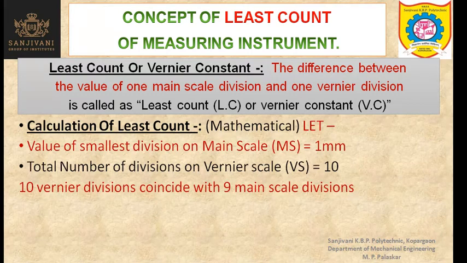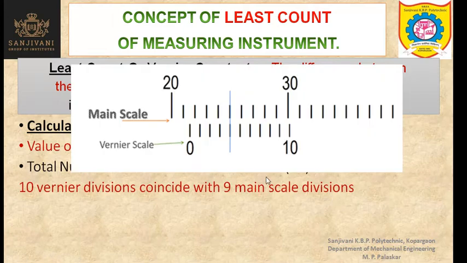So we have a vernier caliper. Imagine a vernier caliper whose 10 vernier divisions coincide with 9 main scale divisions. This is the vernier scale, and these are the 10 divisions of the vernier scale, 0 to 10, and they coincide with the 9 divisions of the main scale. So from here to here we have 9 divisions. If this moves slightly to the left, this will also move slightly to the left. So this will coincide with this, and this will coincide with this, and here we are having 9 divisions, and here we are having 10 divisions. So 9 divisions of the main scale coincide with the 10 divisions of the vernier scale.